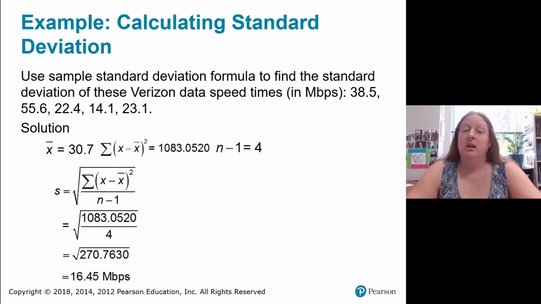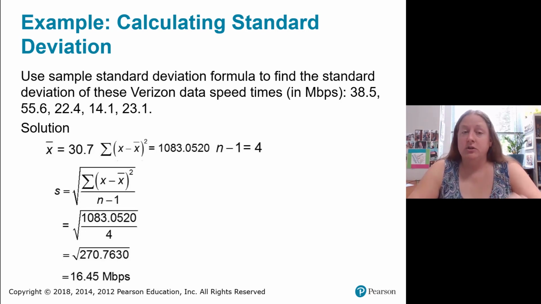Now the denominator is n minus 1. Remember, n is the number of data points that we have. So 5 is n, and n minus 1 is going to be 4 for us. So our standard deviation will be the square root of 1083.0520 divided by 4, which is the same as the square root of 270.7630. When we take that square root and round to 2 decimal places, since our data has 1 decimal place in it, we find a standard deviation of 16.45 megabytes per second.